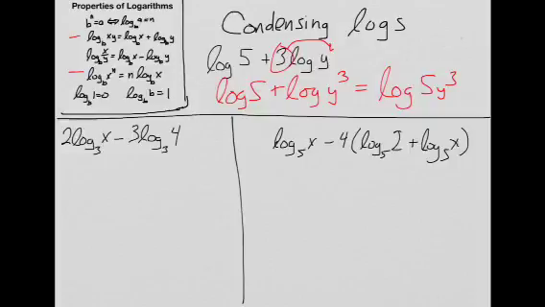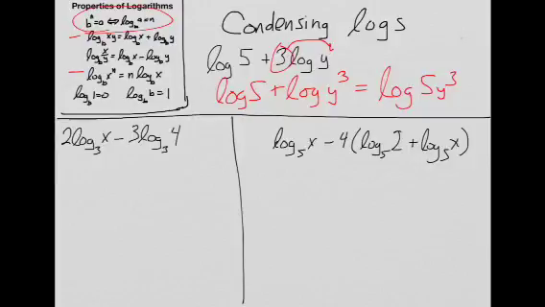This is convenient if I want to go to exponential form. I need log of a number equals something. When I look at this definition right here, I can't have anything but a single log. So that's one reason we do this sometimes. Let's look at our next example.